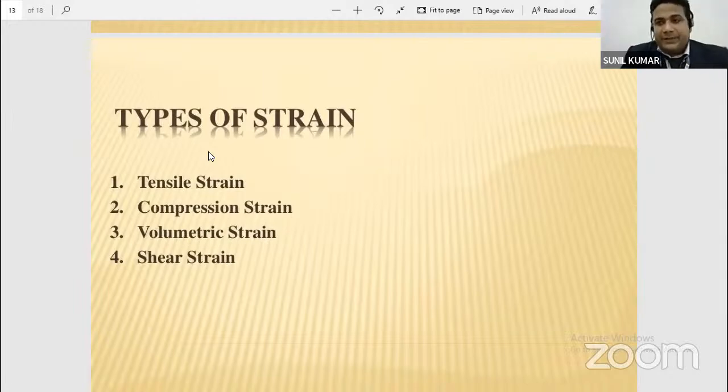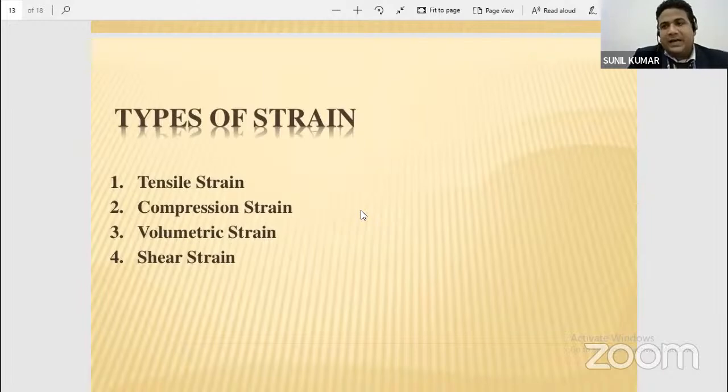So what is the definition of strain? Strain means the deformation of a body per unit length. It is denoted by epsilon. Then we come to normal strain. So how is normal strain defined? The ratio of the change in length of a body to its original length is called normal strain.